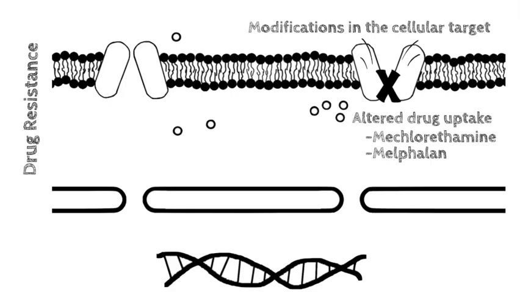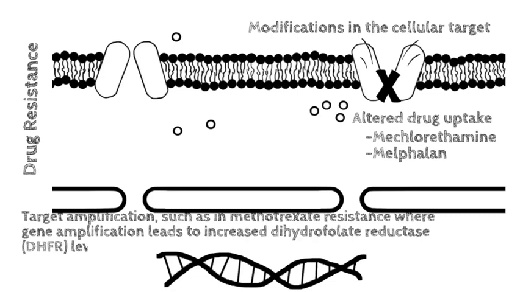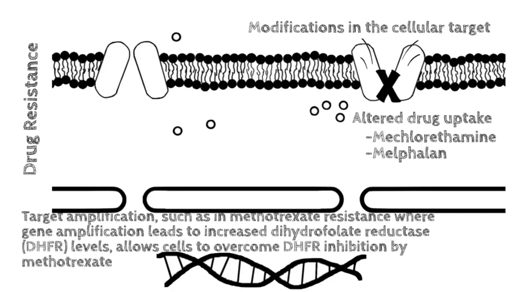Increased levels of thymidylate synthase correlate inversely with sensitivity to 5-fluorouracil, 5-FU. Target amplification, such as in methotrexate resistance, where gene amplification leads to increased dihydrofolate reductase, DHFR, levels, allows cells to overcome DHFR inhibition by methotrexate. Mutations in targets like beta-tubulin, affecting paclitaxel binding, and topoisomerase I, affecting camptothecin binding, also lead to resistant tumor cells. These examples show that resistance can arise from both quantitative changes, level of target, and qualitative changes, mutation of target structure, in the drug-target interaction.